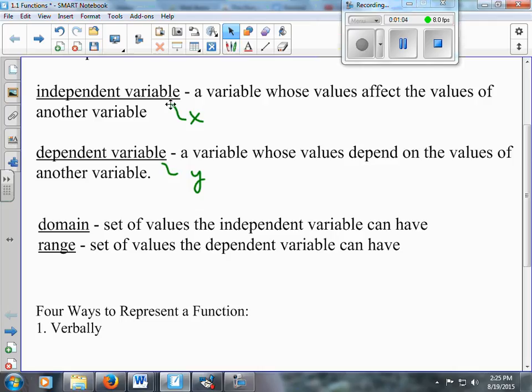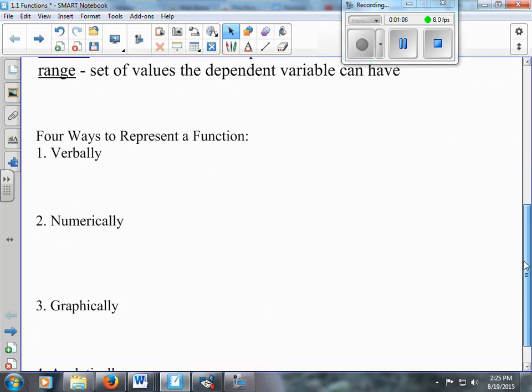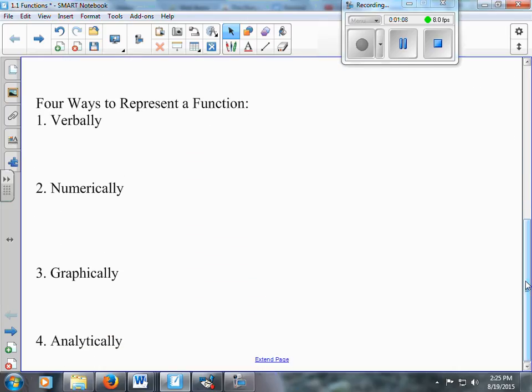Okay, we have four ways of representing a function. We can talk about a function verbally, numerically, graphically, or analytically. And I'm going to give you just one example here. Let's suppose that we took a cup of hot coffee. Let me do it this way. A cup of hot coffee.